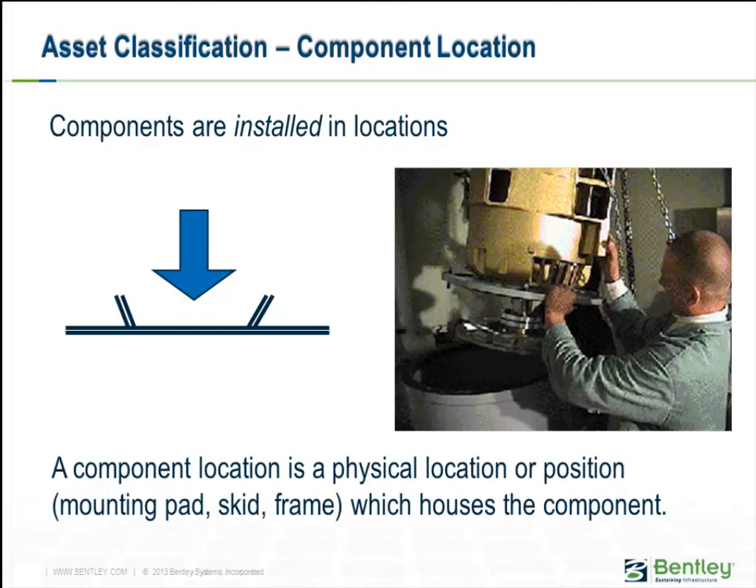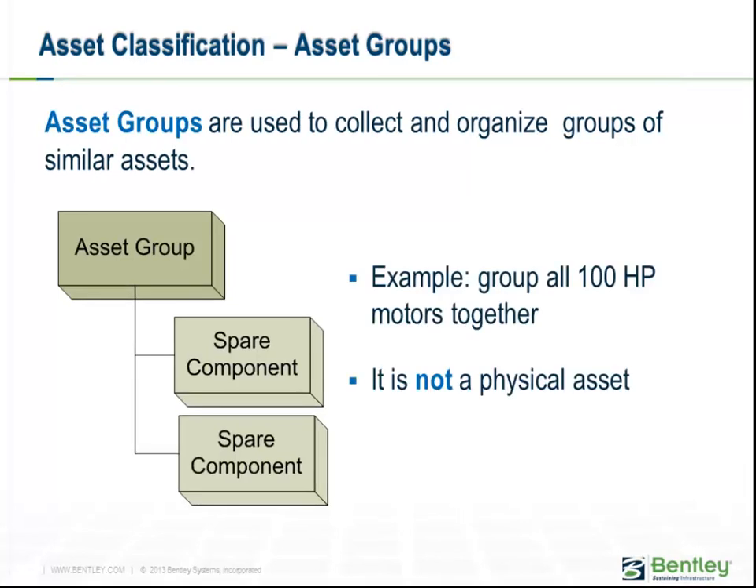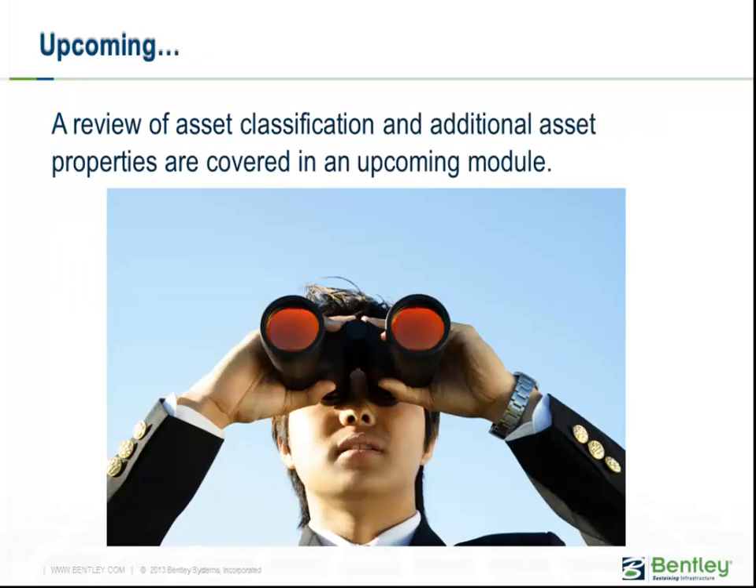An additional asset classification is the asset group. Asset groups are used to collect and organize groups of similar assets. For example, an asset group classification may be used to group all motors of a similar horsepower together. It is important to note that an asset group is not a physical piece of equipment. It groups other types of assets in the hierarchy. We will review asset classifications and look at additional asset properties in an upcoming module. Let's review what you have learned.